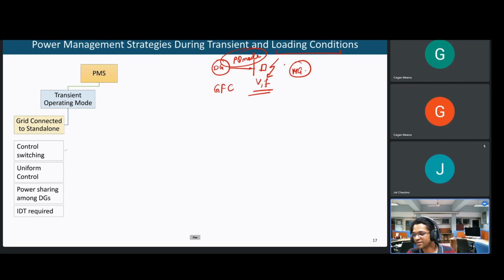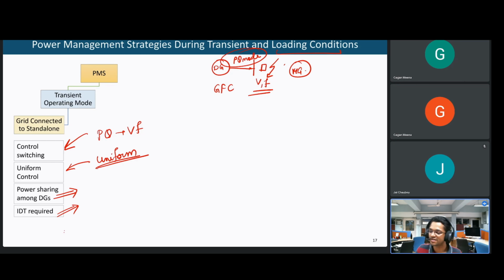There are two possible things that can be done. One is we change the control from PQ to VF or voltage control mode. Another is to have a uniform control mechanism for both the scenarios, such that it works for both. Developing that is also challenging. If you are able to do that, then you can operate with this uniform control strategy. This will require power sharing among different DGs during the transition period, and that also has to be effectively ensured. And for this we need the different types of islanding detection techniques that we have discussed.